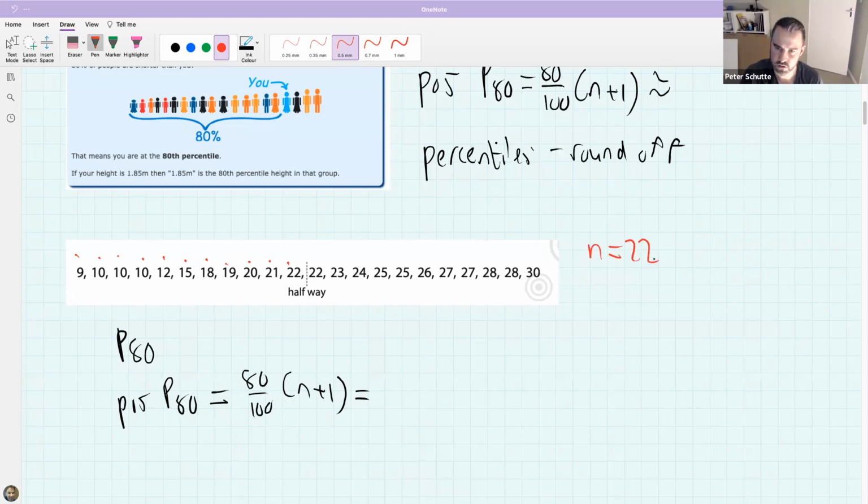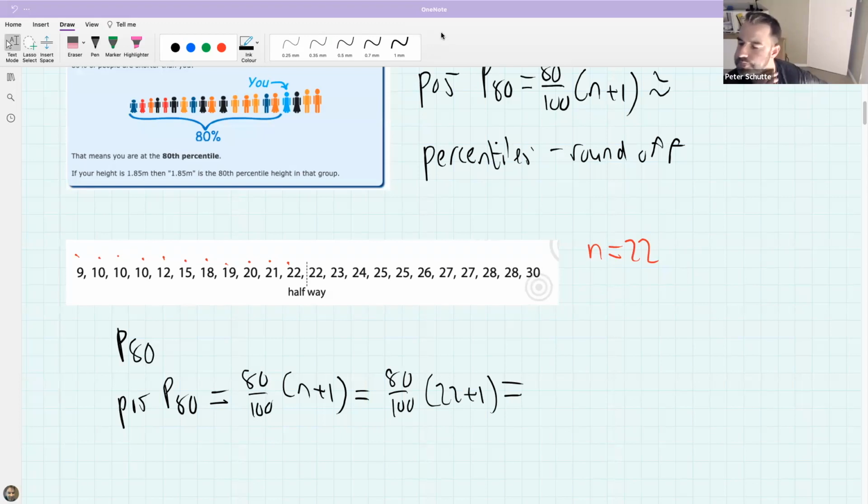So n is 22. Now, if I want to find the position, I'm going to have to work this out. And I suspect it's going to be a decimal. Tell me in the chat what decimal value you get for the position of P80. What position do you get for the position of P80? And give me the decimal values as well.